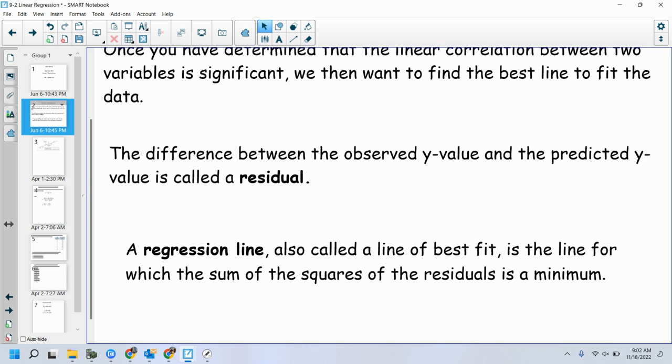A regression line, also called the line of best fit, is the line for which the sum of the squares of the residuals is a minimum. The sum of the squares of the residuals is a minimum. They use the sum of the squares as a minimum.